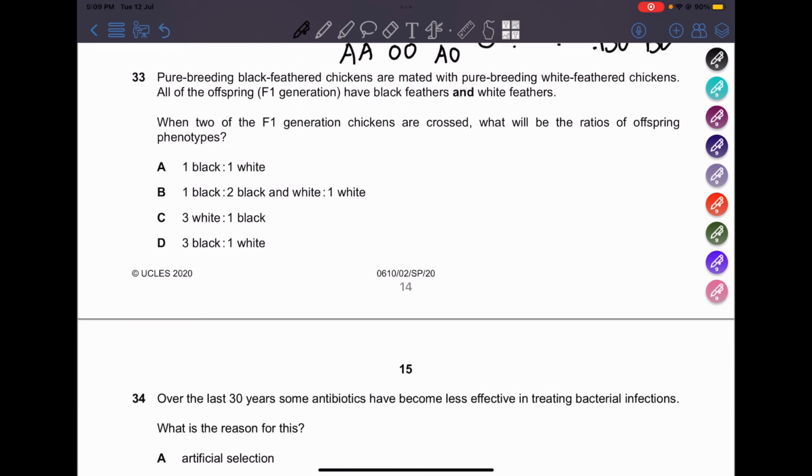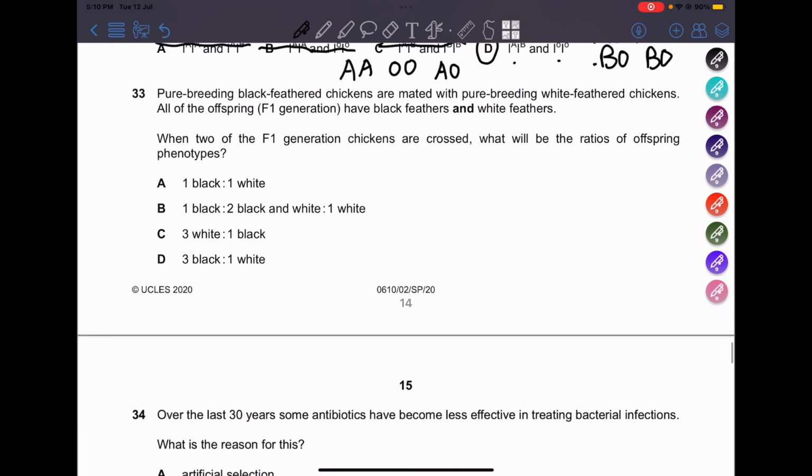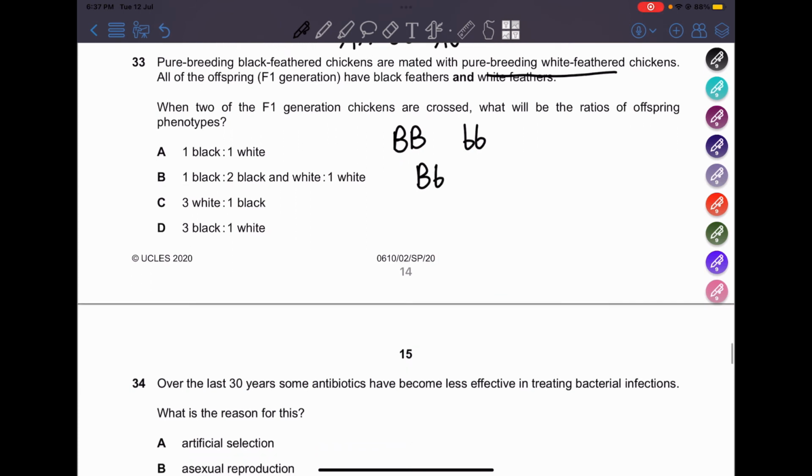33. Pure breeding black feathered chickens are mated with pure breeding white feathered chickens. All of their offspring, F1 generation, have black feathers and white feathers. When 2 of the F1 generation chickens are crossed, what will be the ratios of the offspring phenotypes? Now over here they said pure breeding. So pure breeding means that they are homozygous. So for example, black feathered is going to be 2B capitals, and the pure breeding white, I'm gonna do it for example 2B lowercase. So it's going to all give us, all the offspring are going to be B capital and B lowercase, so that is heterozygous.